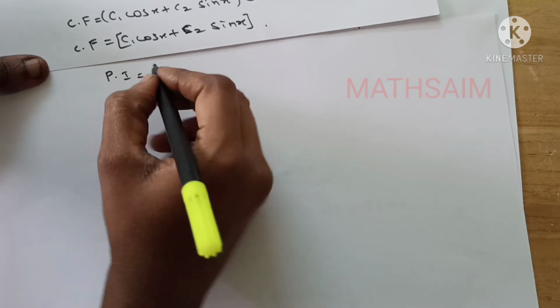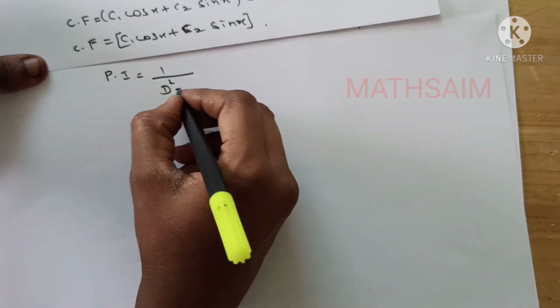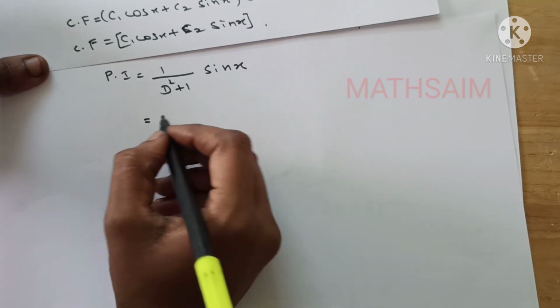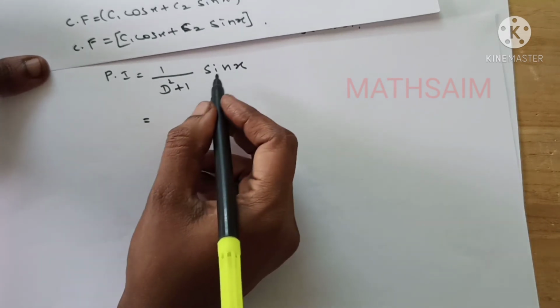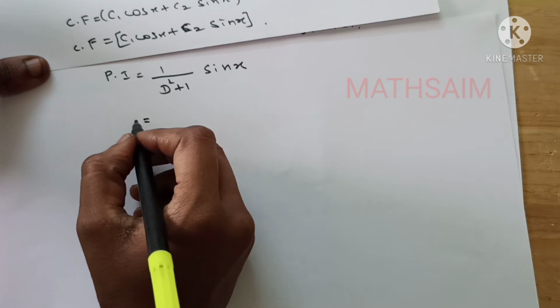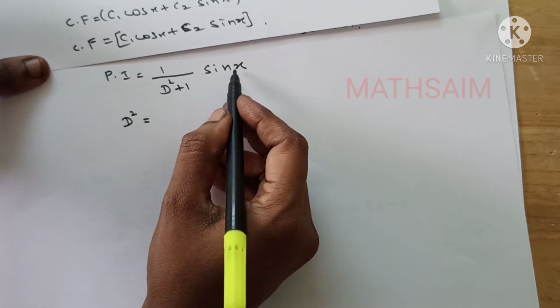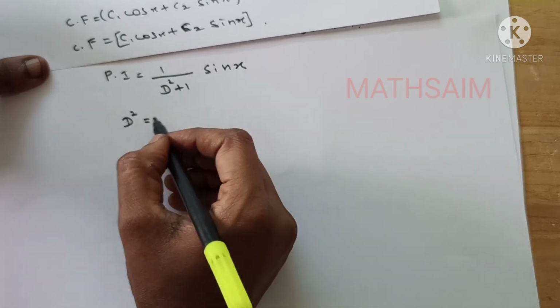Particular integral is equal to 1 divided by D square plus 1 into sin x. Now we have to do the substitution. This is the second type. So in the second type, D square should be replaced by minus a square. What is that a?